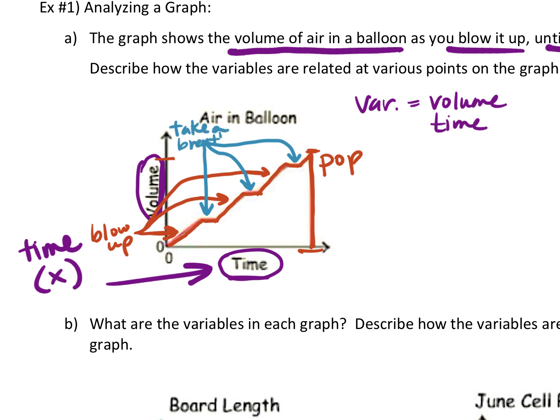Who had a hand up? Was that you, Shane? Yeah. So blow it up, take a breath. Blow it up, take a breath. Blow it up, take a breath. Blow it up a little bit. Sorry, there was one more little blow it up here. And then it pops, okay? So that's what I'm looking for here, for you to tell me what are the variables we're working with, and then just describe to me what's happening in those situations, okay?